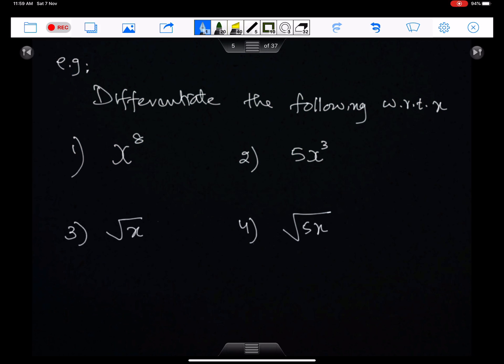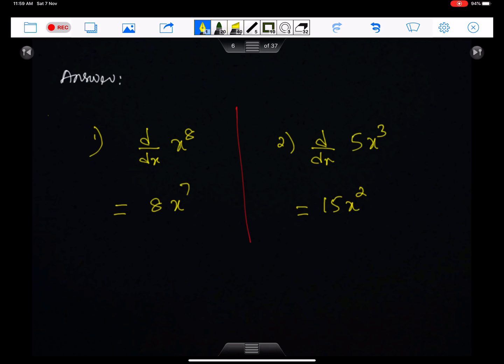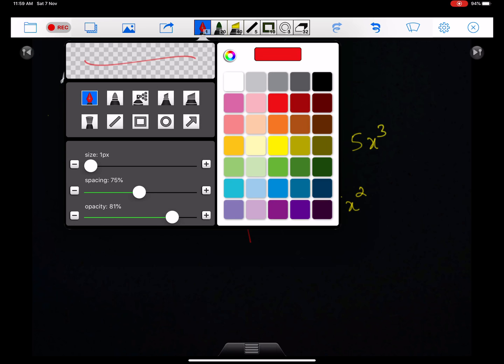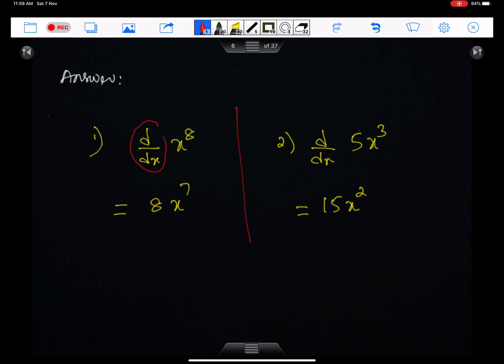Now let's solve a few examples of this to understand how this operator works. Differentiate the following with respect to x: x power 8, 5x cube, under root x, 5 under root 5x. In order to differentiate x power 8, we need to multiply d upon dx with x power 8. So this is step number 1. Always multiply d upon dx with the given polynomial. This is the answer. 8 will become coefficient and the power will become 7.